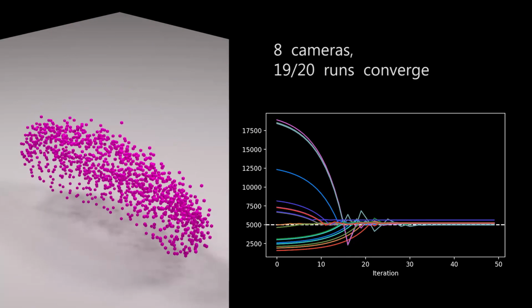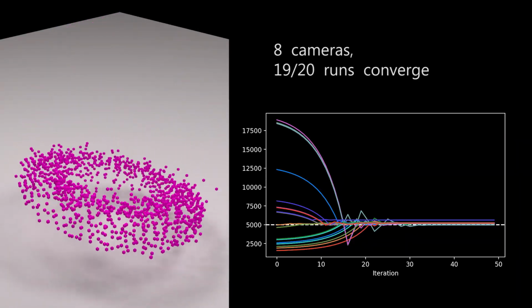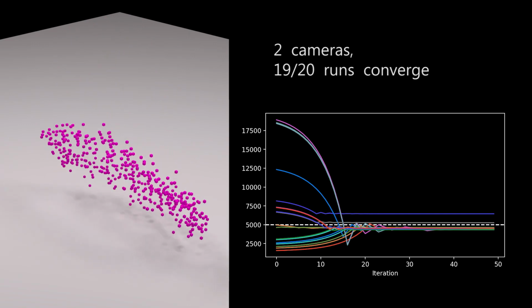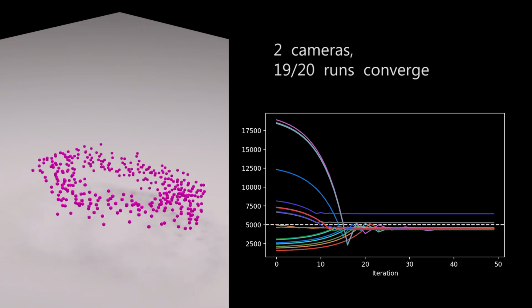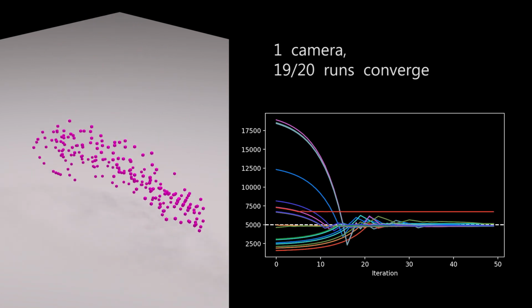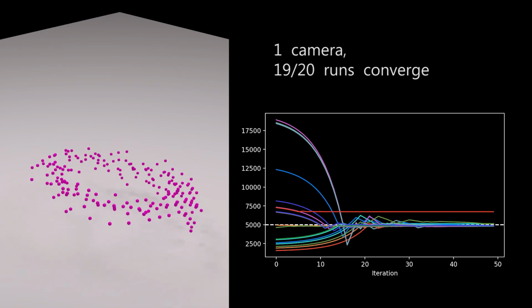In our first test, we compare the convergence when a different number of cameras is used. For 8 cameras, 19 out of 20 runs converge to the ground truth value of 5000. The convergence rate does not change when the number of cameras is reduced to 2 or even to 1 camera. Now the object is only seen from a single perspective.